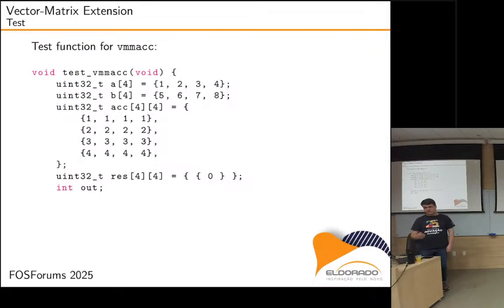So that's our test program. We have two vectors of each 32 numbers. And we have the accumulator, which is 4 by 4. And we have another variable to hold the result. So we load from this variable and store the result in a different one.